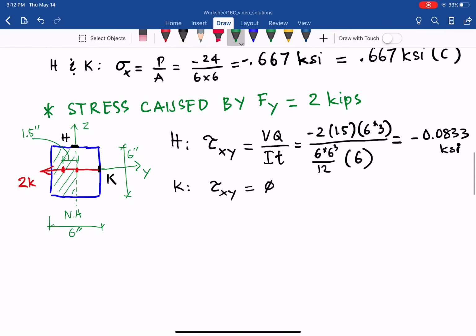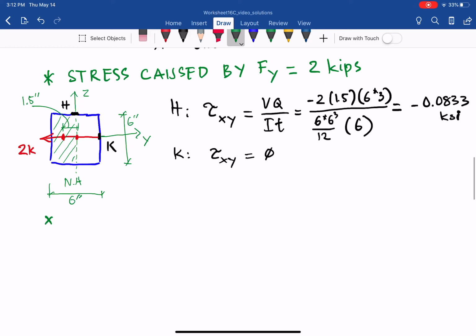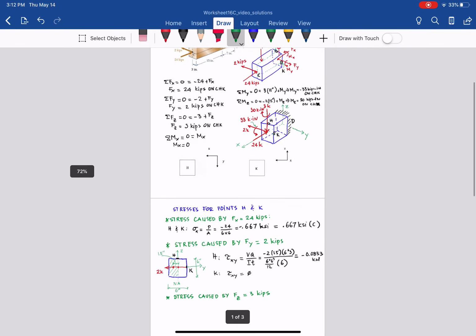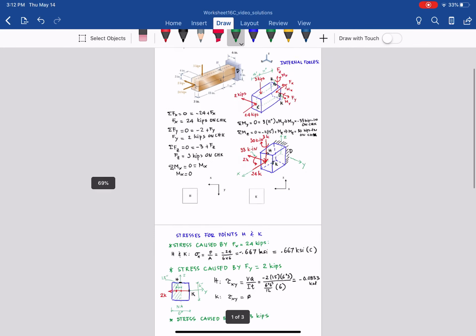Now we go on to find the stress caused by Fz equal to 3 kips, and that will be shown in the next video. We stop here and continue in the next one to complete this solution.